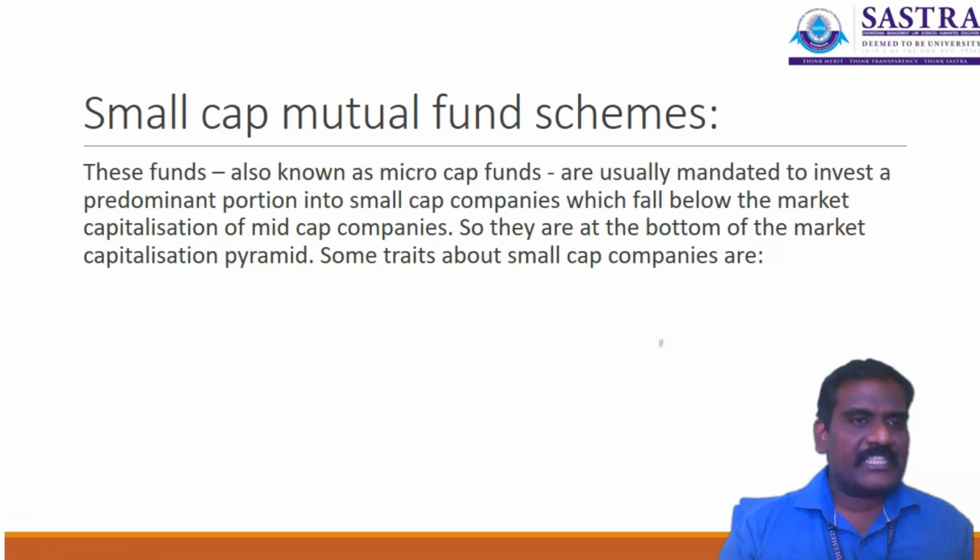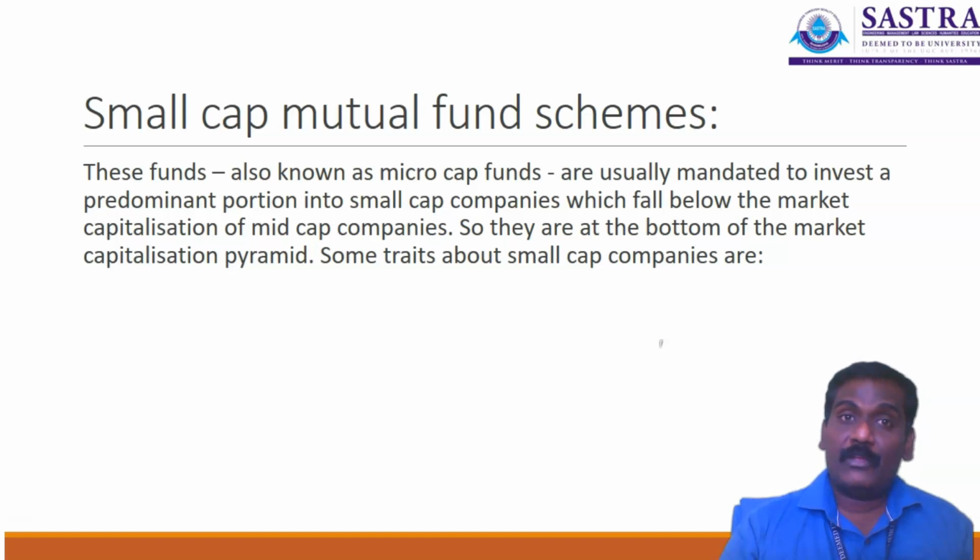As the name suggests, small cap mutual fund schemes invest in companies with relatively low market capitalization compared to medium capitalized and large capitalized companies. Relatively, their earning capacity is also low. These funds, also known as micro-capitalized funds, are usually mandated to invest a predominant portion of their funds in small market capitalized companies, which all fall below the medium capitalized companies. So they are at the bottom of the market capitalization pyramid.